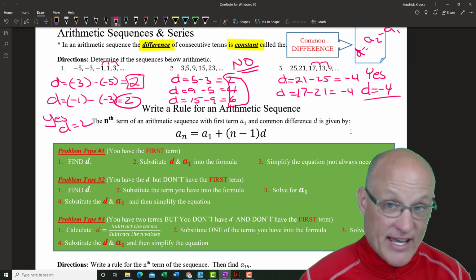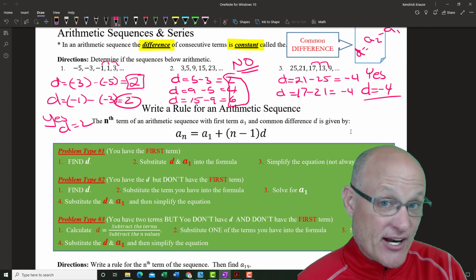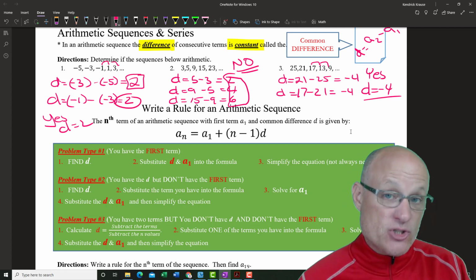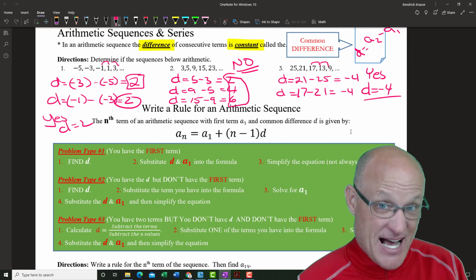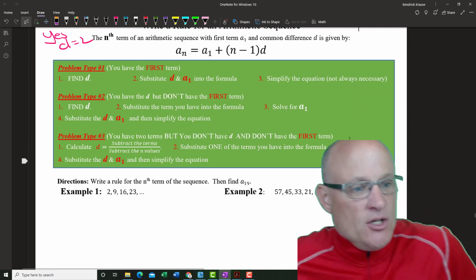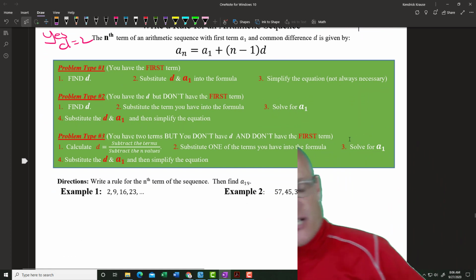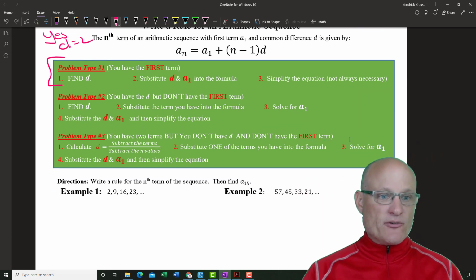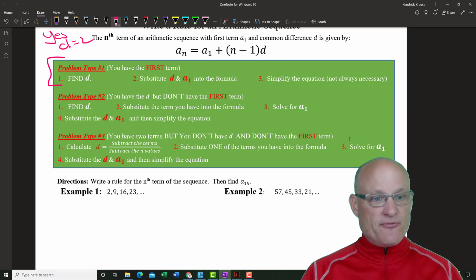So sometimes they're going to say, if this is an arithmetic sequence, I want you to tell me the rule that would generate this sequence of numbers. If it's not, just tell me it's not and why it's not. Okay, so what do we got to do? There are 3 different types of problems. The first type of problem, these are the easy ones. I give you the first term. You find D. You substitute D and A into the formula, and you simplify the equation.